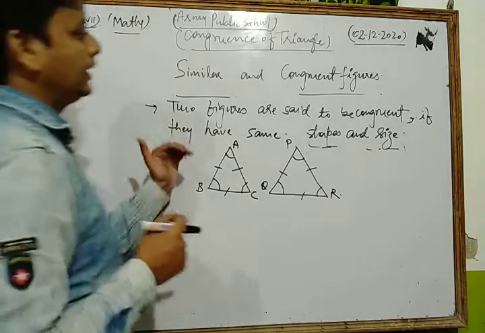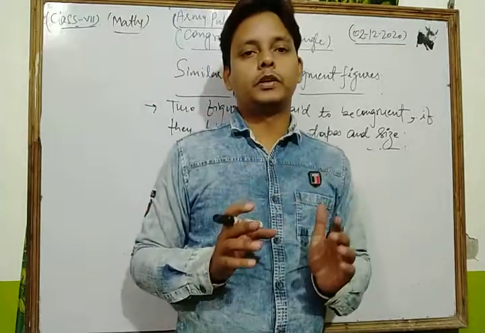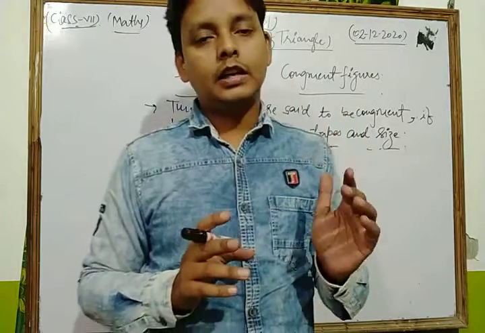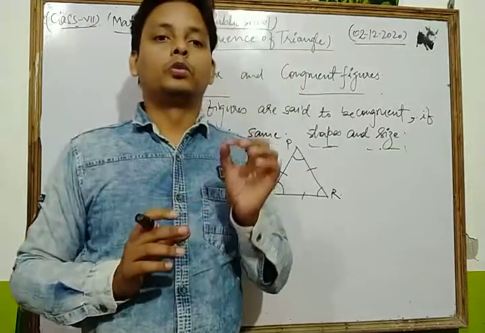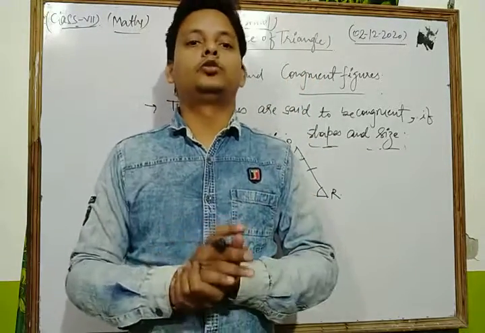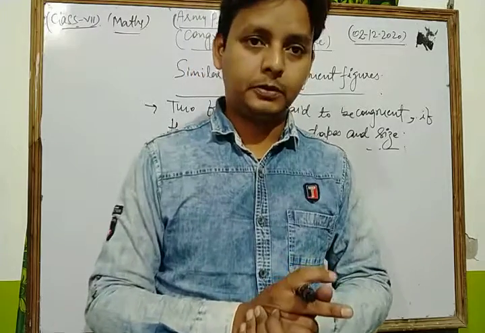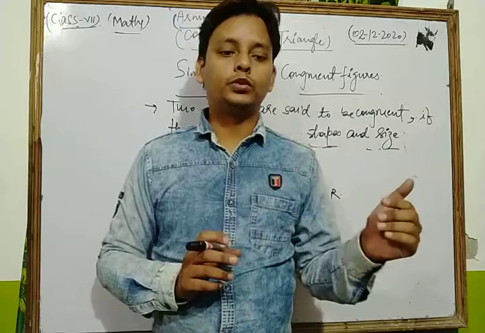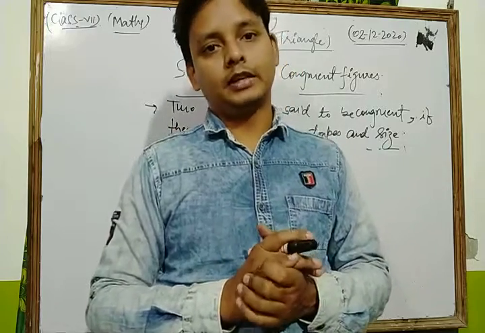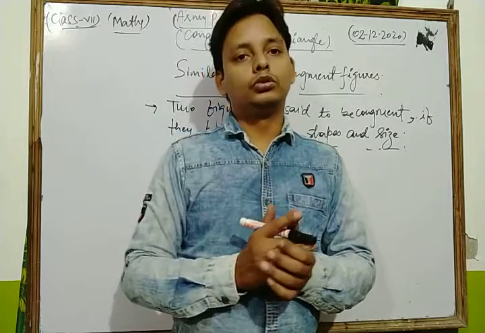This is the difference between similar and congruent figures. Let's once more time. Please listen carefully. Two figures are said to be similar if they have the same shape but different in size, and two figures are said to be congruent to each other if they have the same shape and size. So this is the concept of congruent figures.